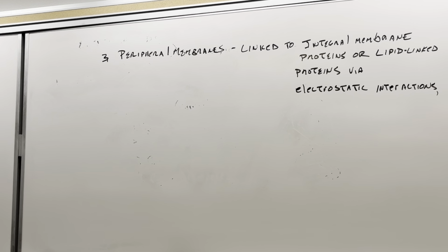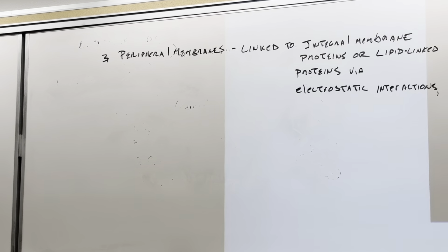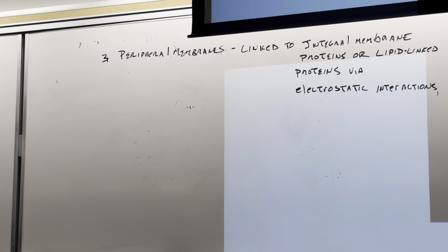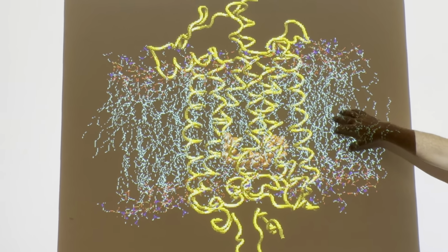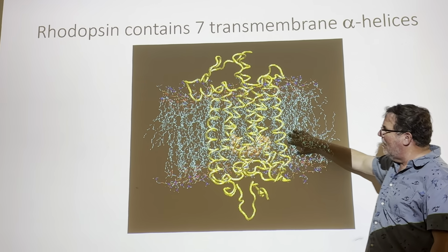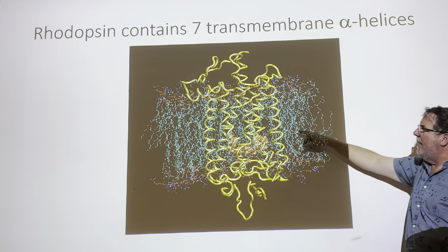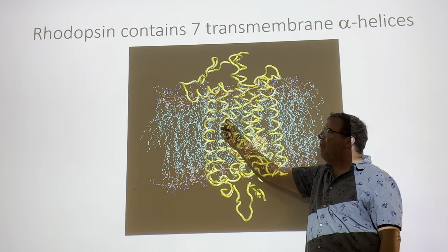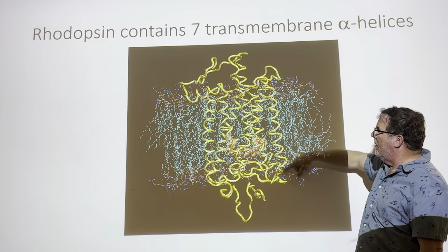So let me try to show you some pictures that might illustrate some of these ideas a little more clearly. Okay, so here's an example of an integral membrane protein, rhodopsin. In this light blue, or teal, is the phospholipid bilayer. And then in yellow we have our protein, and we see a whole bunch of transmembrane alpha helices.